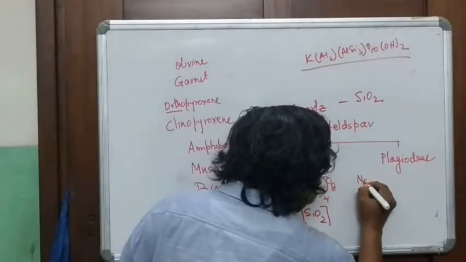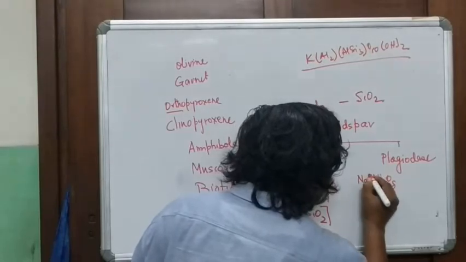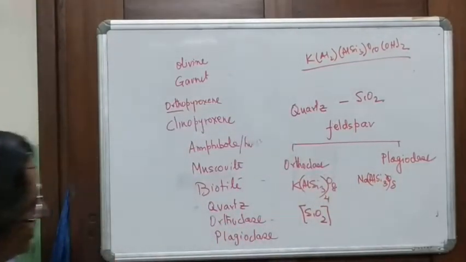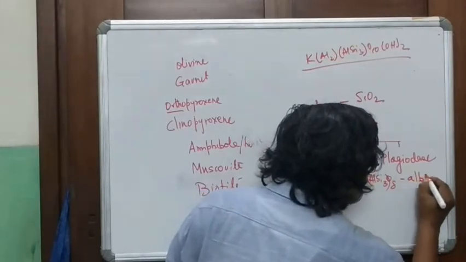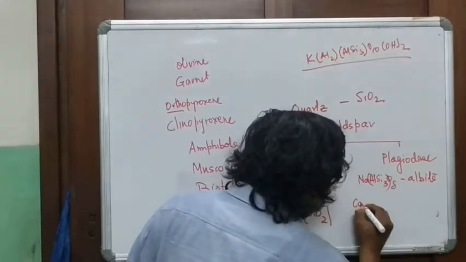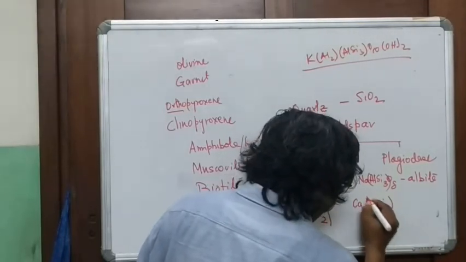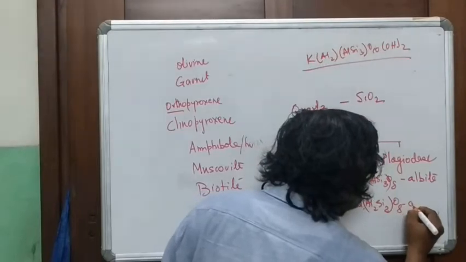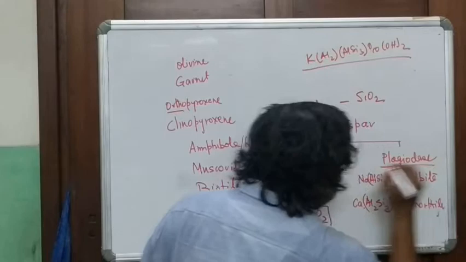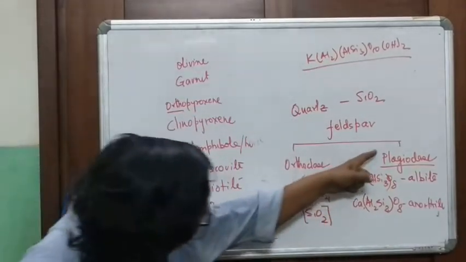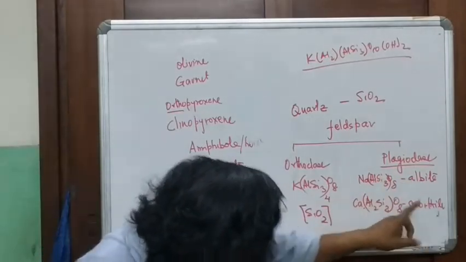One is NaAlSi3O8. Again, AlSi3 within bracket. This is called albite. And then you have CaAl2Si2O8, again with a bracket, and this is called anorthite. So this is the mineral plagioclase, which is formed by a solid solution of albite and anorthite.